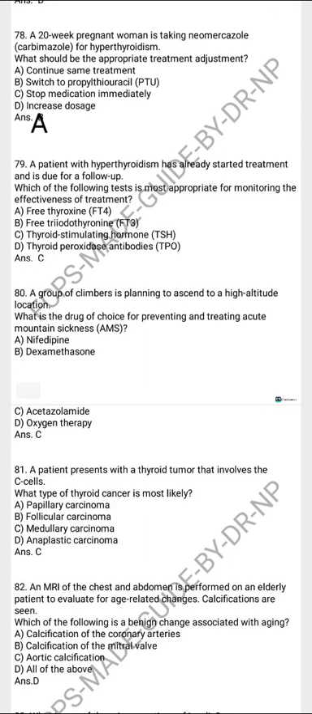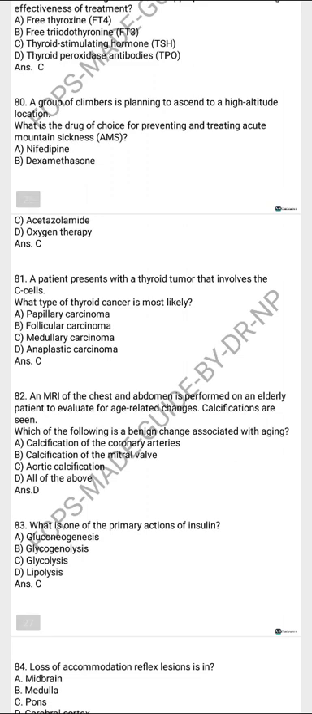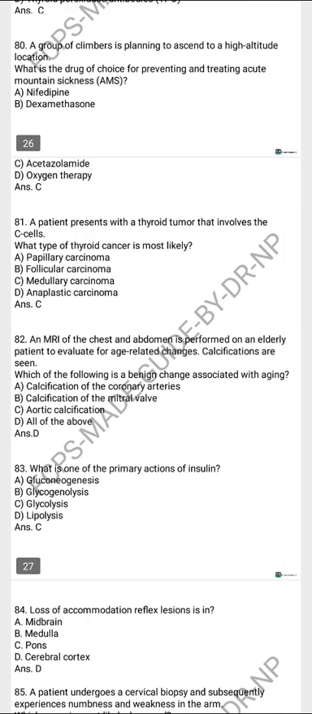A group of climbers is planning to ascend to a high altitude location. What is the drug of choice for preventing and treating acute mountain sickness? That is acetazolamide. A patient presents with a thyroid tumor that involves the C cells. That is medullary carcinoma.